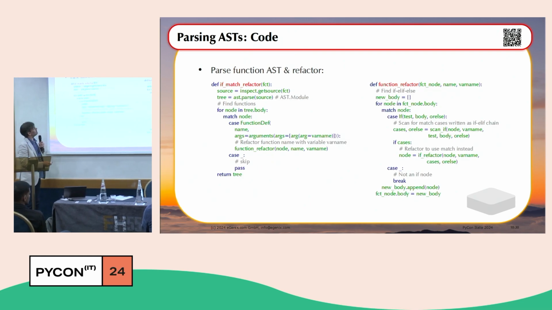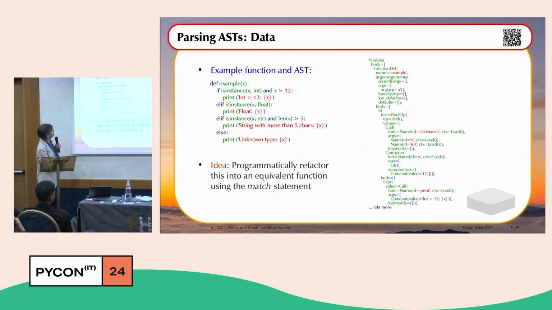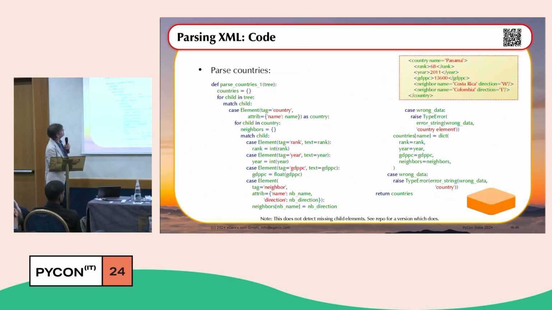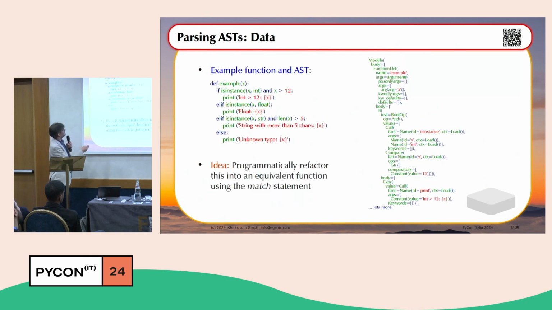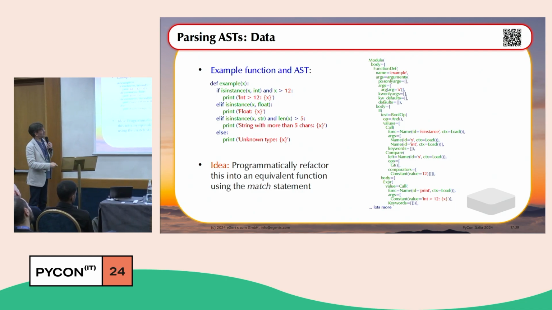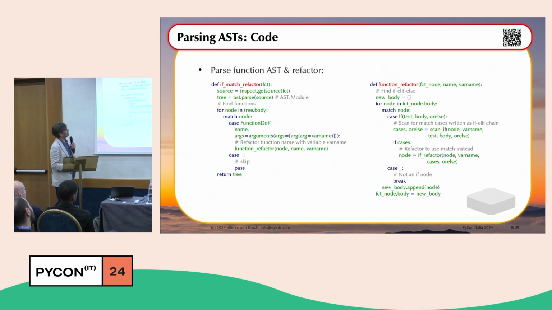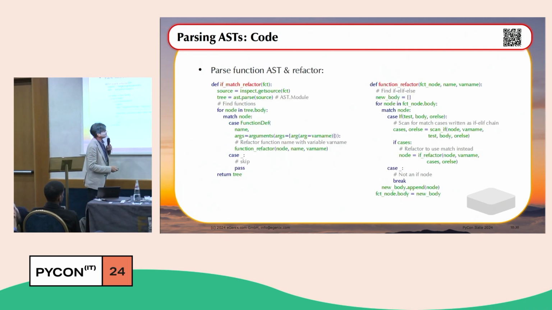So if you write, let me go back here. Oops, sorry. If you go back here, the if-elif kind of thing looks very linear, but in the AST it's actually a deeply nested tree. So it goes down very deep into the structure.